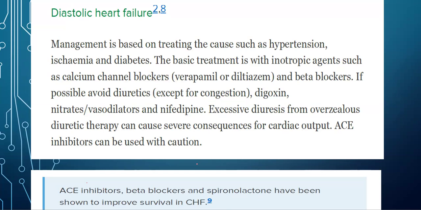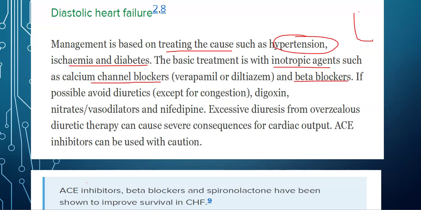How about diastolic heart failure? Diastolic heart failure management depends on finding out the cause. If a patient has severe hypertension, you have to treat the hypertension. So treating the cause is the important part, but the basic treatment is with inotropic agents such as calcium channel blocker and beta blocker. Why? In diastolic heart failure, your heart doesn't get enough time to relax. So if you can give a medication which can reduce the heart rate, that will give the heart more time to relax and get filled with blood.